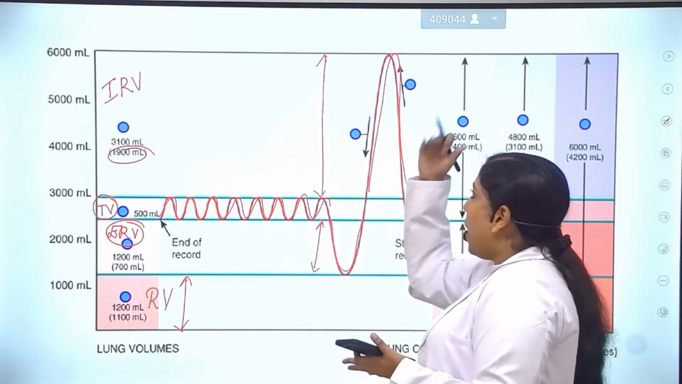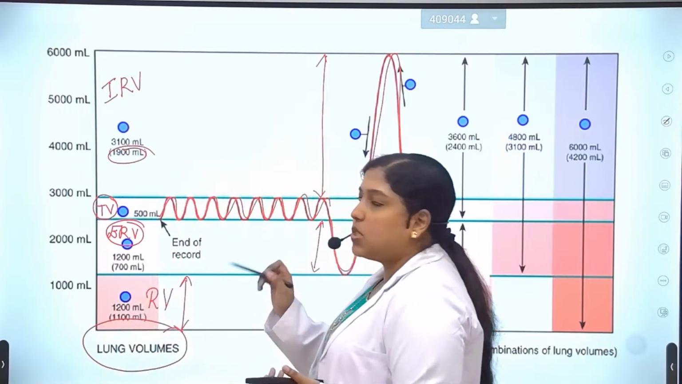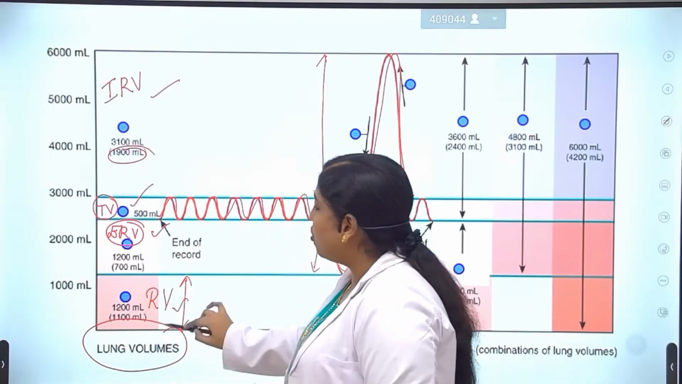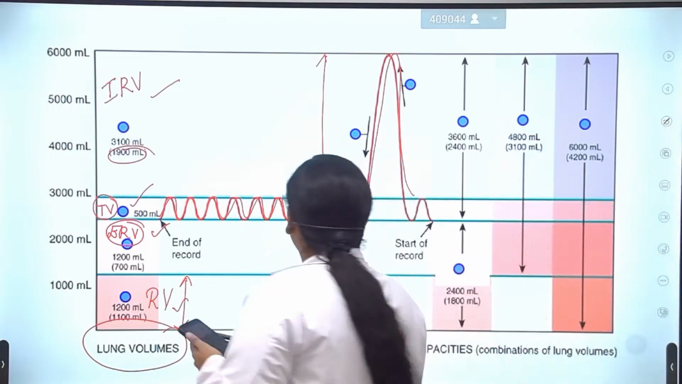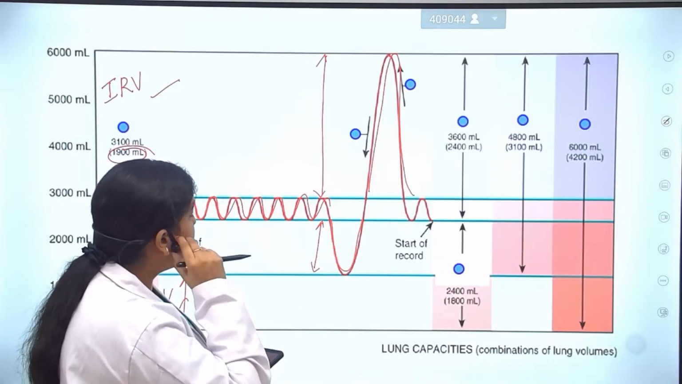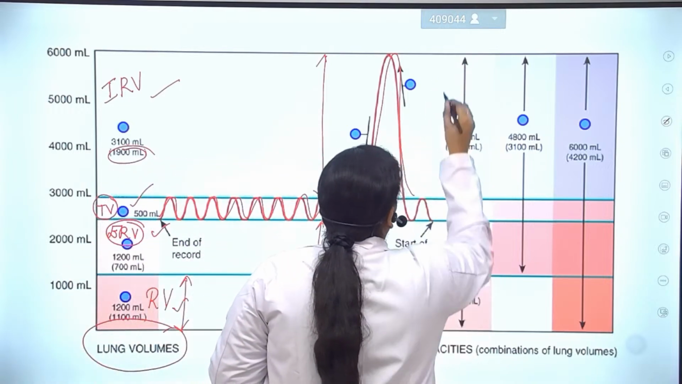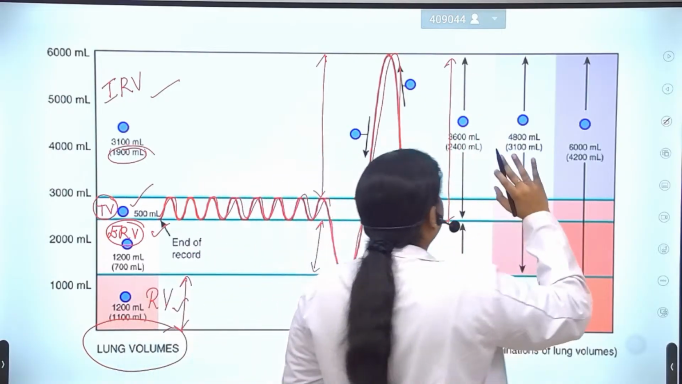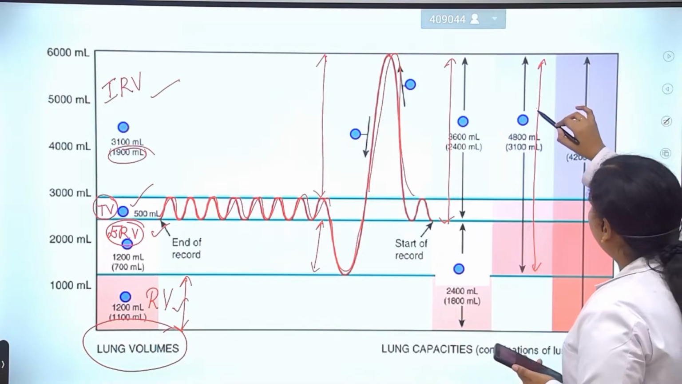Now coming back to the capacities. Till now we have discussed the volumes: your inspiratory reserve volume, your tidal volume, your expiratory reserve volume, and your residual volume. Now the important capacities of your lung. First, you have to learn about the inspiratory capacity, but it is not that important, no need to concentrate on that. First, you have to learn about the vital capacity.